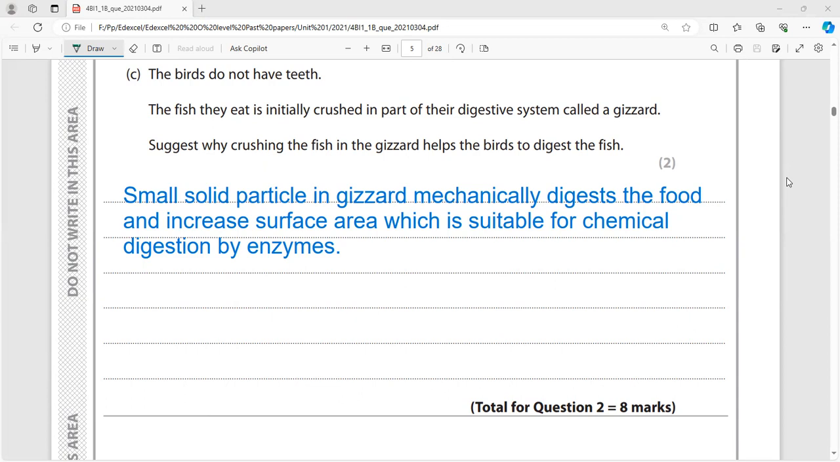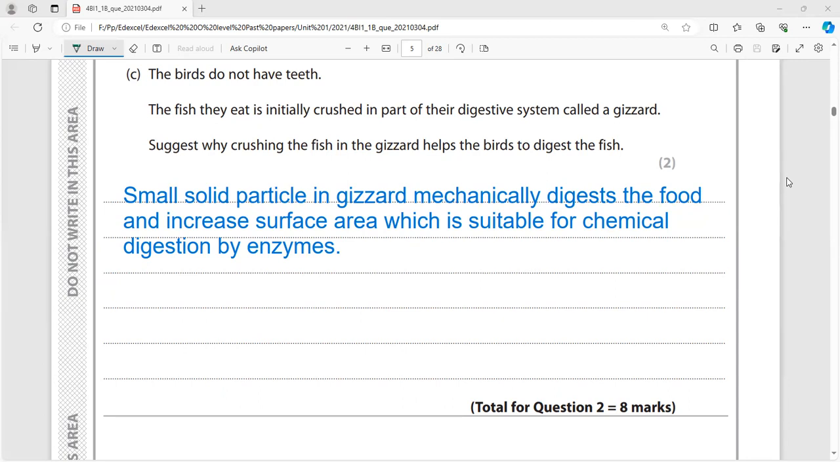So here we need to describe that if the size is decreasing, the surface area to volume ratio is increasing. If there is more surface area, more enzyme can work on the object and they can easily digest the food. So small solid particles in the gizzard mechanically digest the food and increase the surface area. So here one keyword is increased surface area, which is suitable for chemical digestion by enzymes.